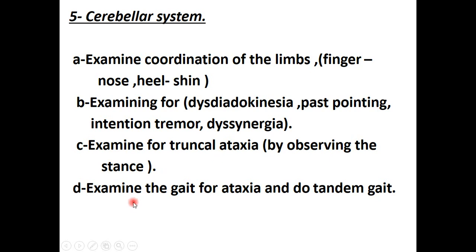Then you have to examine the gait of the patient. We have many types of gait, as we talked about some time ago. One of the abnormal gaits we see in cerebellar lesion is ataxic gait or drunken gait. And you have to do a tandem gait: he walks step by step along a line, and you see if the patient has an ataxic gait or a normal gait. Now we finish examination of the patient neurologically. Thank you very much.